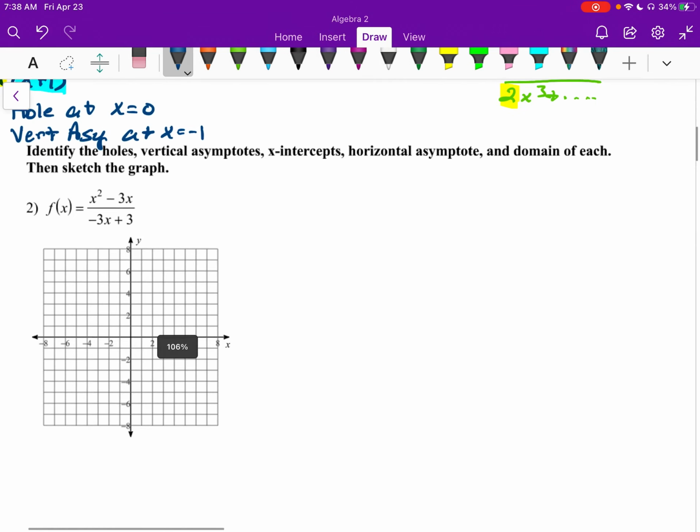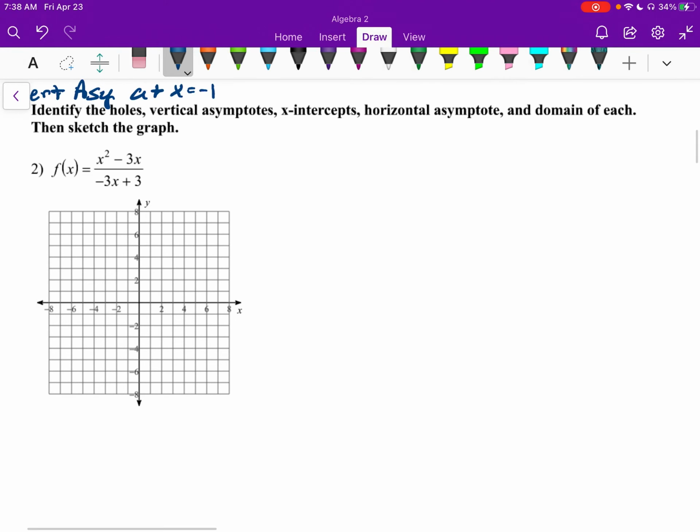So let's look down here. We have to identify the holes, vertical asymptote, x-intercepts, horizontal asymptote, or end behavior asymptote, and the domain. And then after we do all that, we're going to sketch the graph. Now, it's tempting to just type these into a graphing calculator, and eventually we will do that.